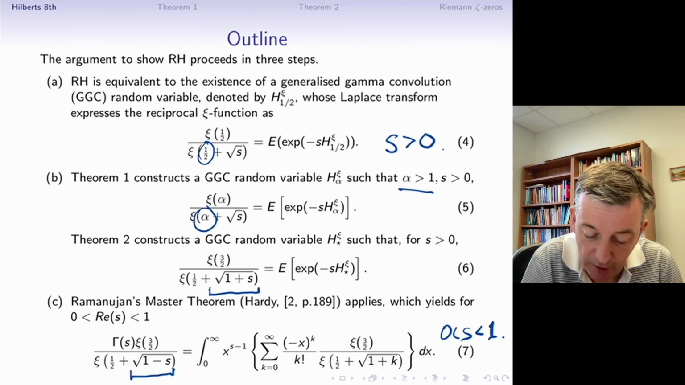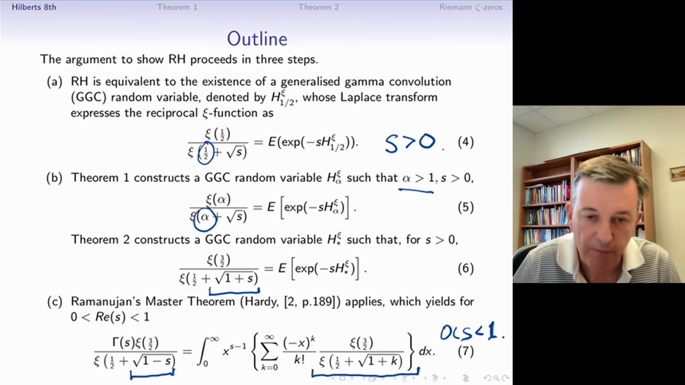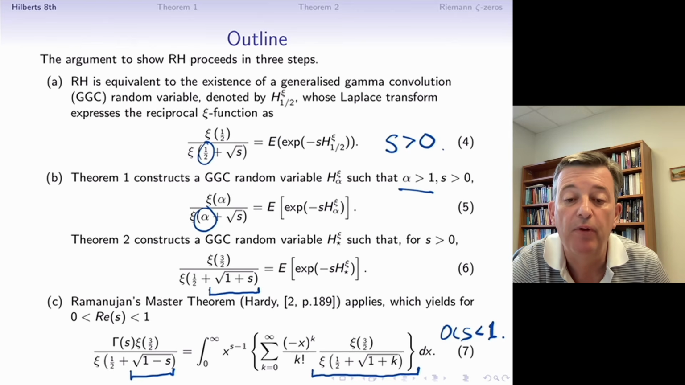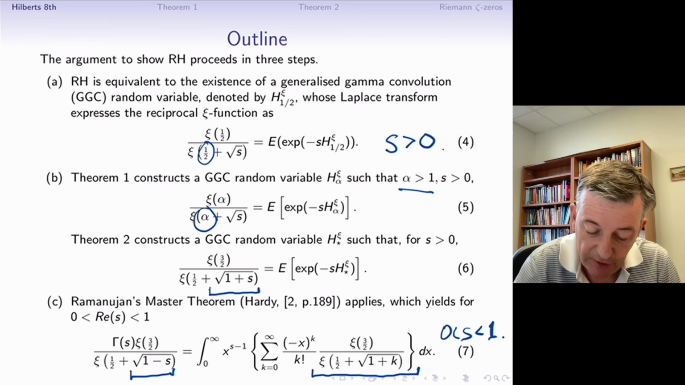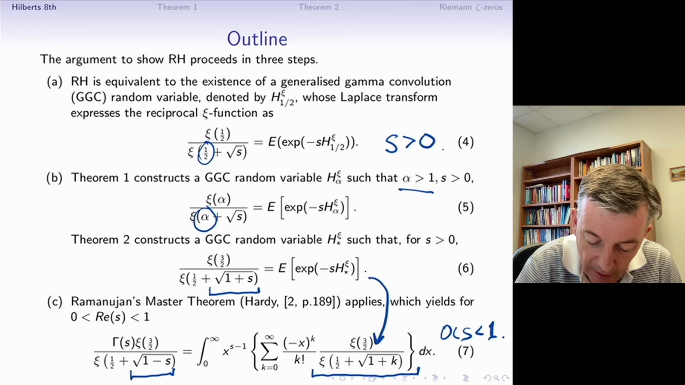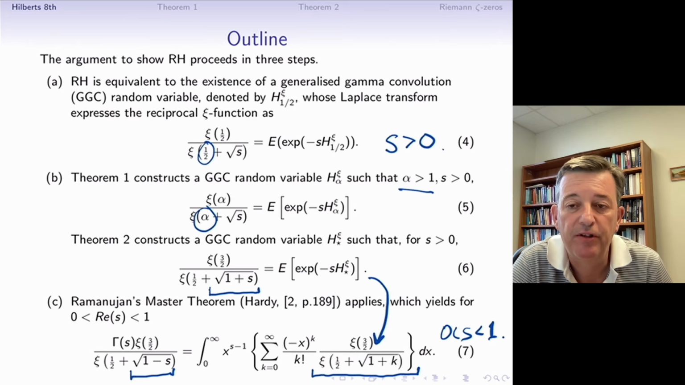And you can see how equation 6 is used in the master theorem. It's used to evaluate these coefficients here on the right-hand side of Ramanujan's master theorem. So essentially 6 will get implemented here, and then Ramanujan's master theorem will allow us to do the analytical continuation to the piece of the line from 0 to 1.